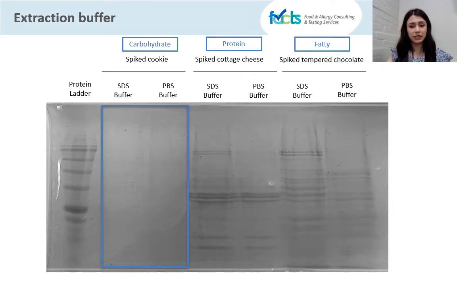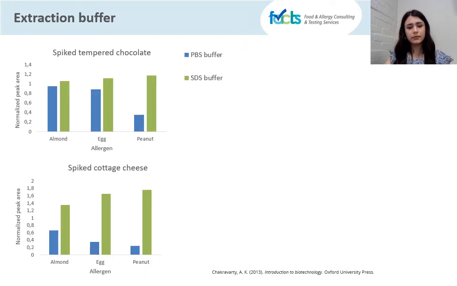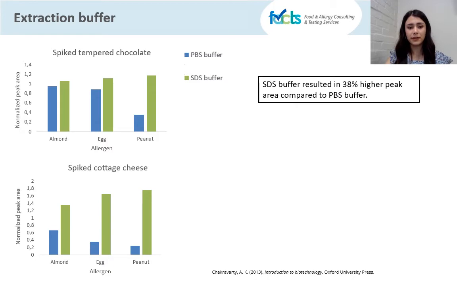From the SDS-PAGE gel, it is clear that the SDS buffer extracted more protein than the PBS buffer, with some bands only appearing for the SDS buffer. We compared the peak areas of our selected almond, egg, and peanut peptides on the LC-MS. The SDS buffer resulted in a 38% higher peak area compared to the PBS buffer. Thus, the tendency did hold up. The SDS buffer is able to extract more target proteins.